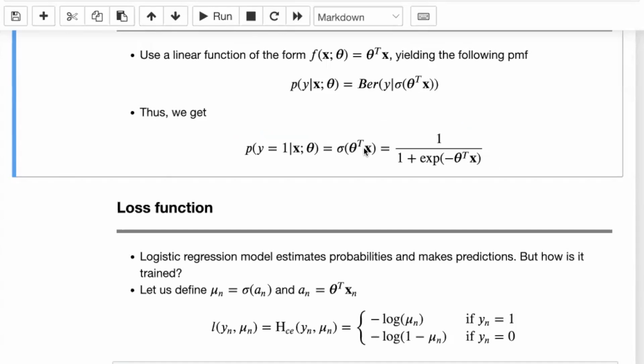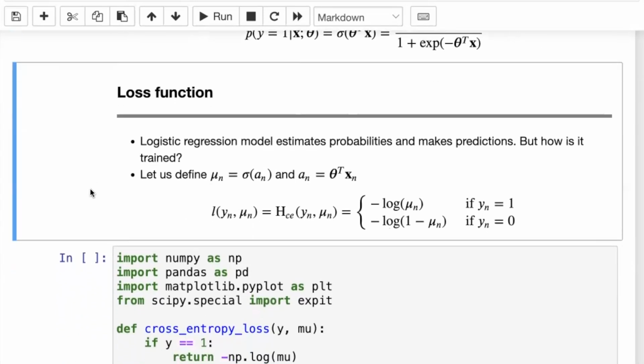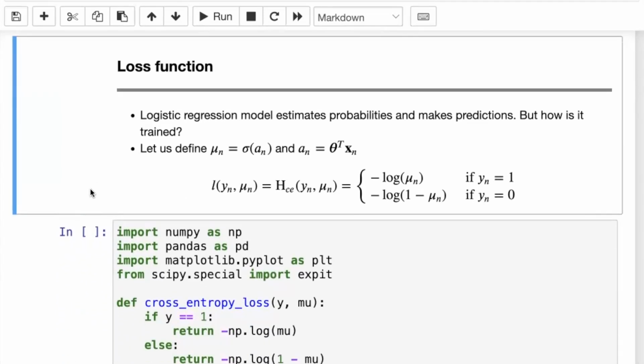So the next question is how can we find this theta, right? Because that's the whole point of model training or fitting. We need to be able to find unknown parameters. And for that, we need to define a loss function. In this case, we cannot use the quadratic loss function because, again, these 0 and 1 are just some labels and they do not have any numerical value.